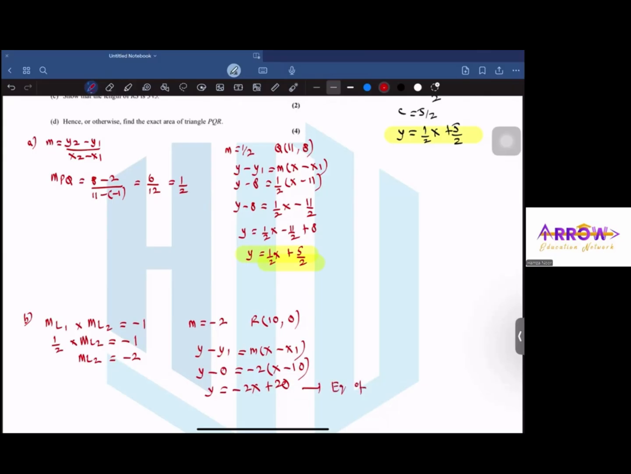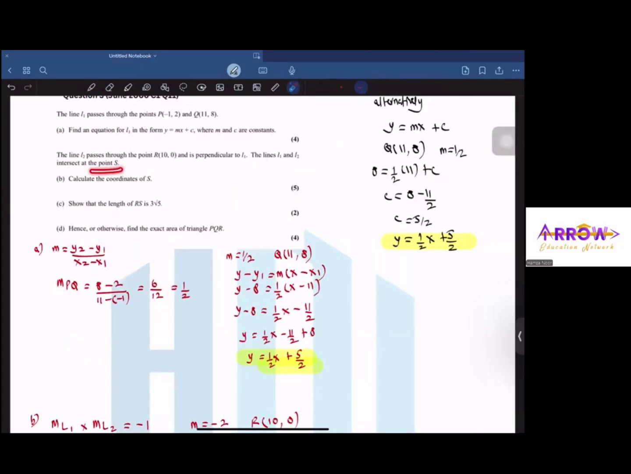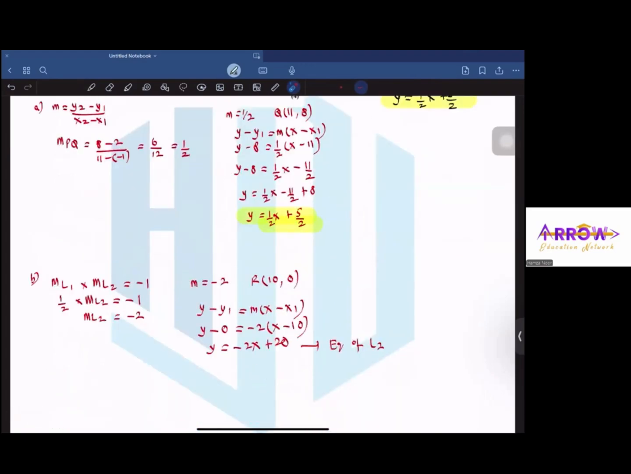Okay. And as we know from the information in the question, L1 and L2 intersect at the point S. Since we have obtained the equation of L2 as well, I'm going to solve these two equations simultaneously in order to obtain the point of intersection S. So I'm going to equate both of the equations with each other. Half x plus 5 over 2 is equal to minus 2x plus 20.